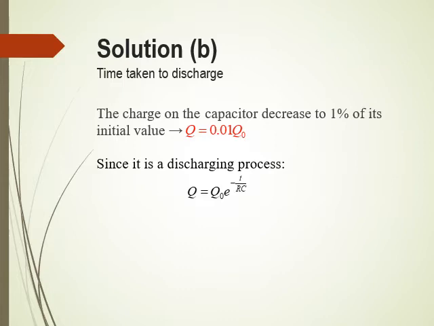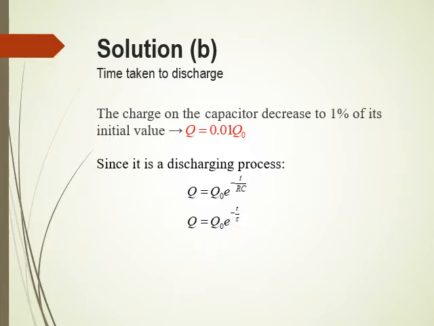This e right here refers to the exponential. It is not the elementary charge. So this equation can also be written as Q equals Q naught exponential negative t over tau. We use tau in this equation because we already have the value from question A.